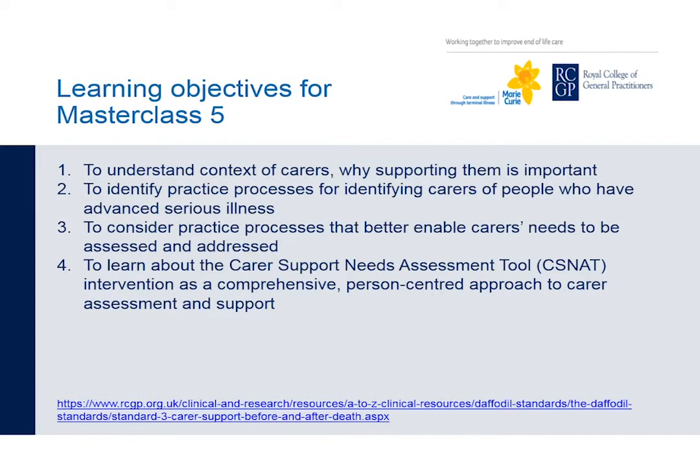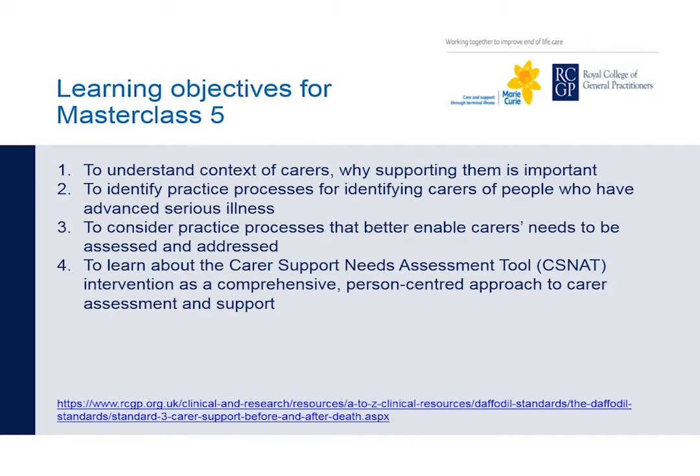The learning objectives for Masterclass 5 are as follows. To understand the context of carers and why supporting them is important, which we cover in this module, Module 1. Next, we identify practice processes for identifying carers of people who have advanced serious illness, which is covered in Module 2.